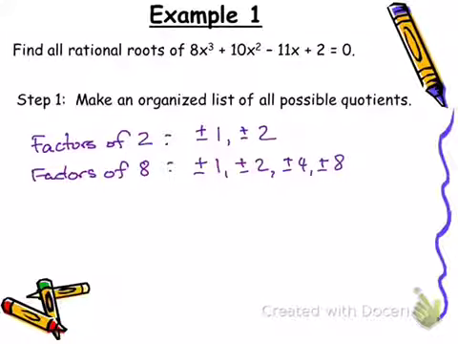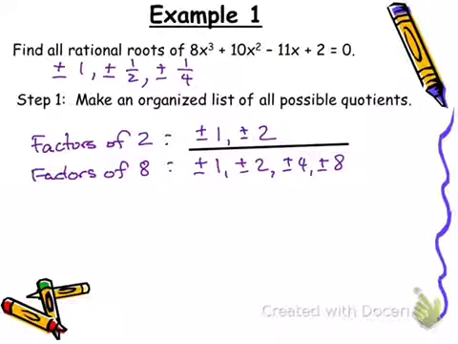Okay, so our possible rational zeros are the factors of 2 divided by the factors of 8. So it's all the different fraction combinations I can get from these numbers. All right, so let's just take 1, and let's list all the fractions that would have 1 as a numerator. What are they? Plus or minus 1 over 1, plus or minus 1 over 2, plus or minus 1 over 4, and plus or minus 1 over 8. That's a lot of possible rational zeros, and I haven't even gotten to 2 yet.